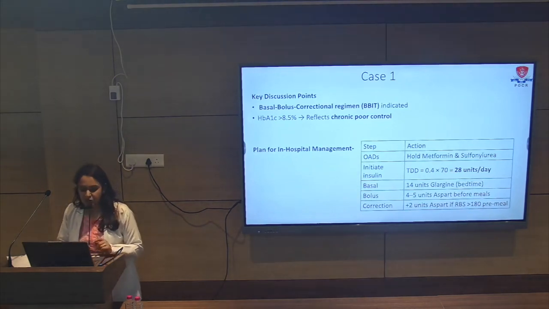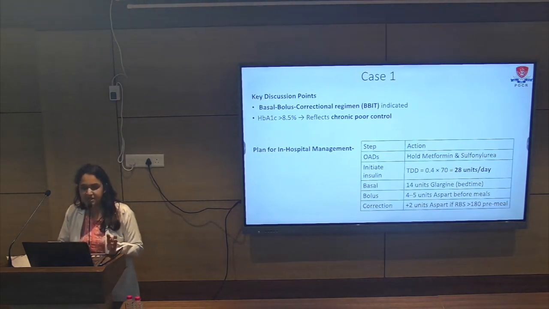Then we divide the total daily dose: 50% is given as basal, like 14 units of glargine at bedtime, and the remaining 50% is divided into 3 parts before each meal. And then correction plus or minus units as per the RBS during charting.